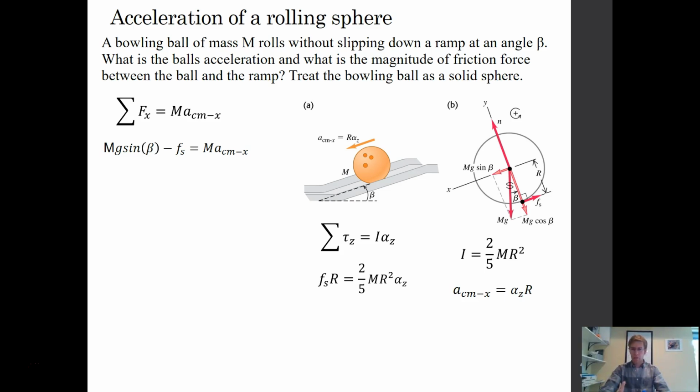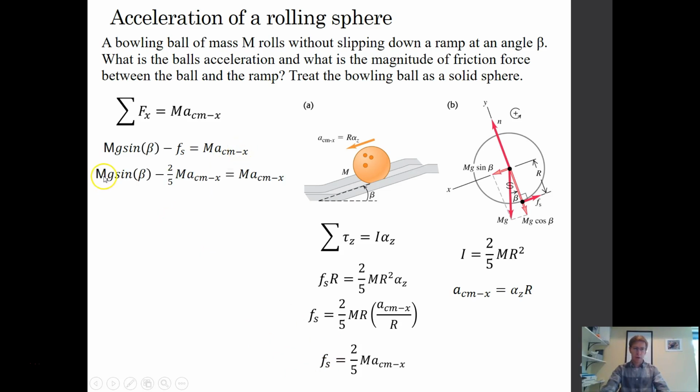Now once again, since it's rolling without slipping, we know acceleration equals alpha times r, so we can substitute in a over r for alpha, and we find that our force of friction is just 2/5 m r a over r, or 2/5 m times a. So our friction is 2/5 ma. That's cool. Now let's pop that into my other equation over here. So I have mg sine beta minus 2/5 ma for friction equals ma.